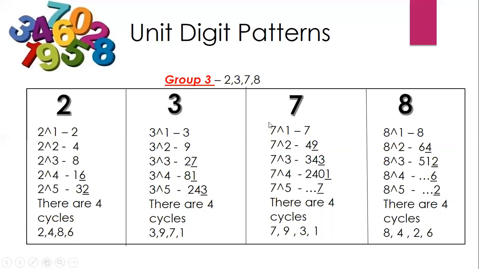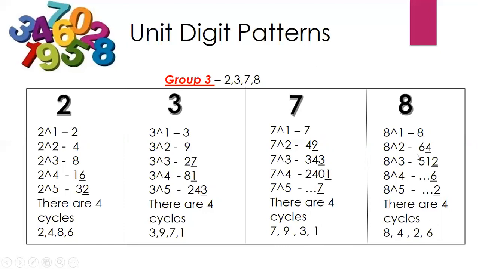Same way for 7. 7 power 1 will always be 7. 7 square is 49, so unit digit 9. 7 cube is 343, so unit digit 3. 7 power 4 gives you 2401, so unit digit is 1. So we again have 4 cycles: 7, 9, 3, 1, 7, 9, 3, 1, and then it continues. Same process for 8. 8 power 1 is 8.